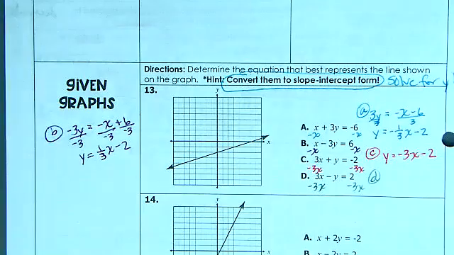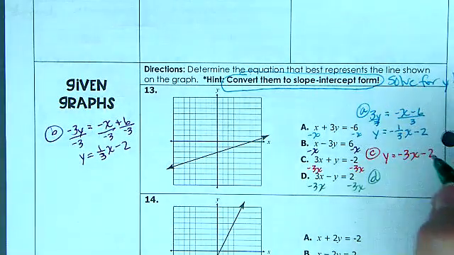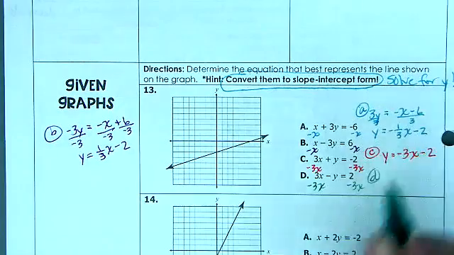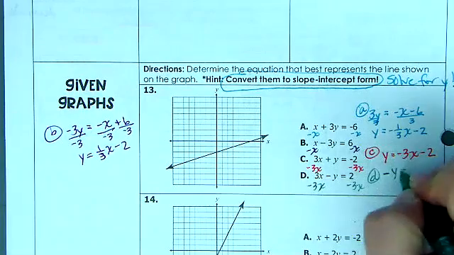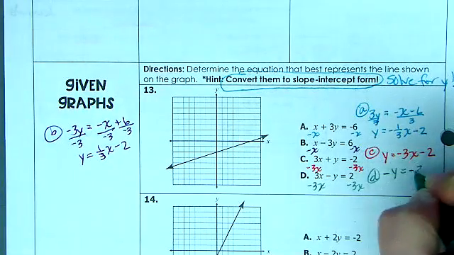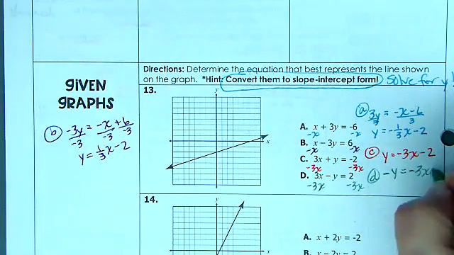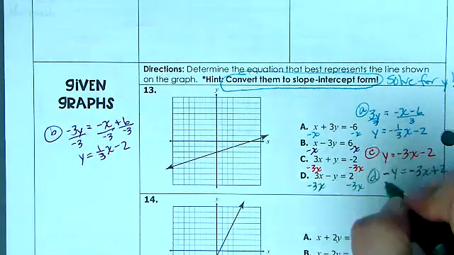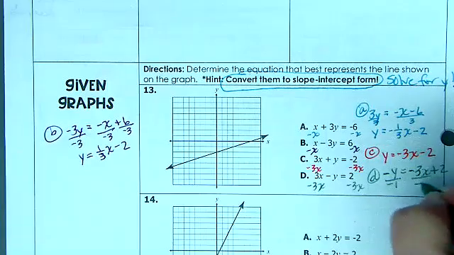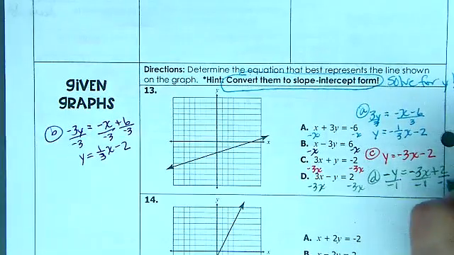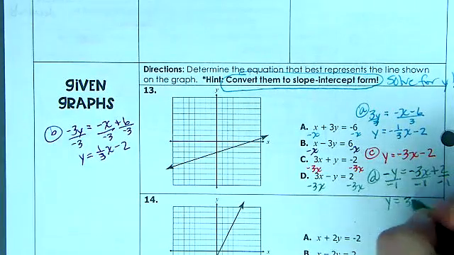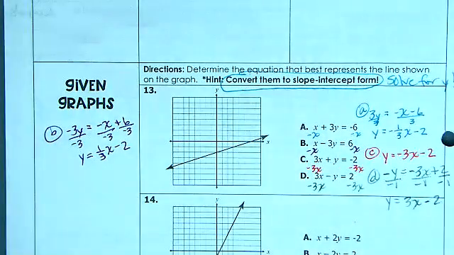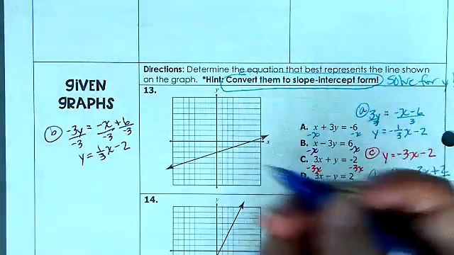This is D. And this is where it can be thrown. That's a minus y, so that means this is going to be a negative y. The y is not by itself yet. Minus 3x plus 2. To divide everything by a negative 1, which is going to give me y equals 3x minus 2. And now we've got to figure out which one is the correct answer by looking here.